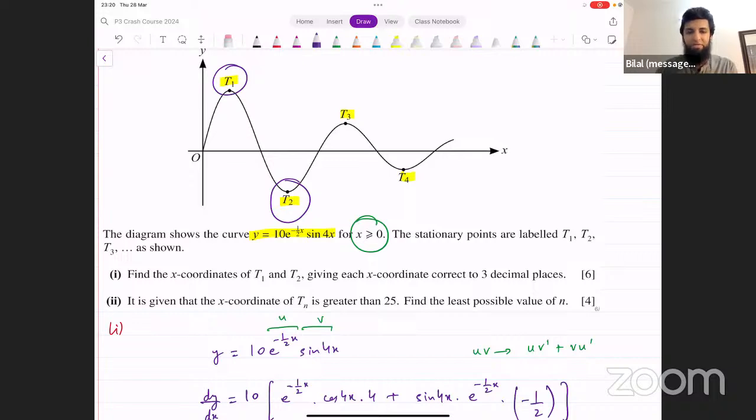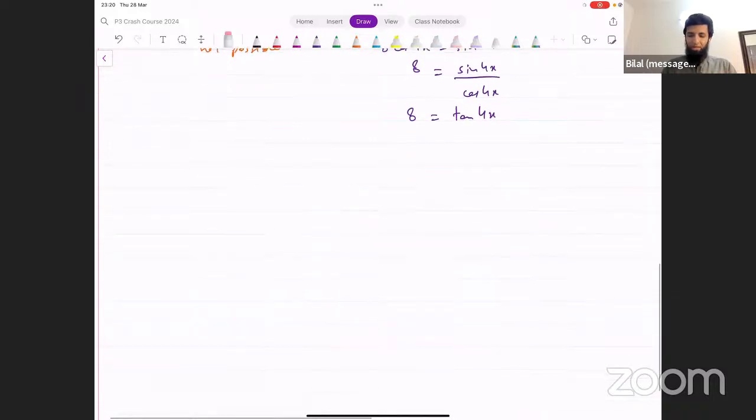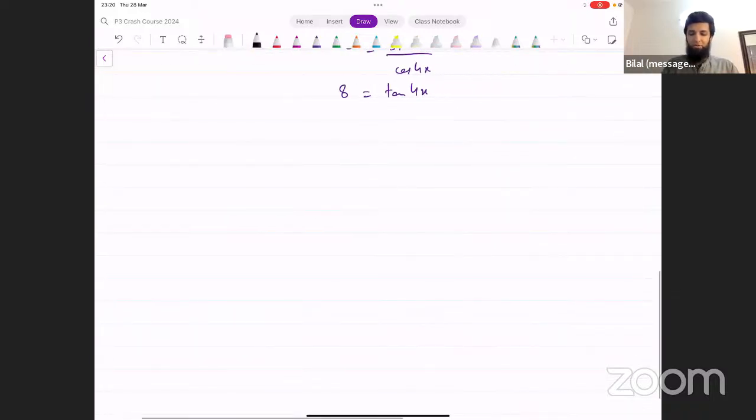So on the positive side, we are looking for the first two stationary points. So we just find the first two positive values. And that is going to give us the x coordinates of T1 and T2. All right, so that's all that we've got to do. First two positive values, okay? Now keep that in mind, find the basic angle.